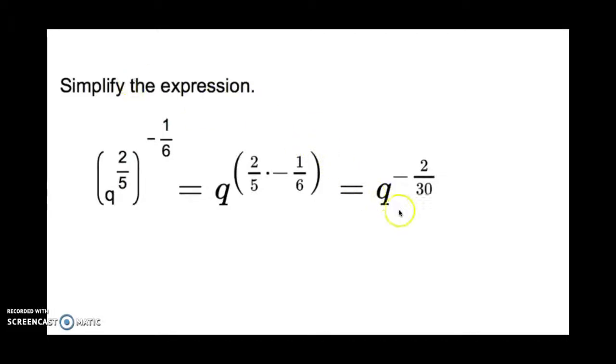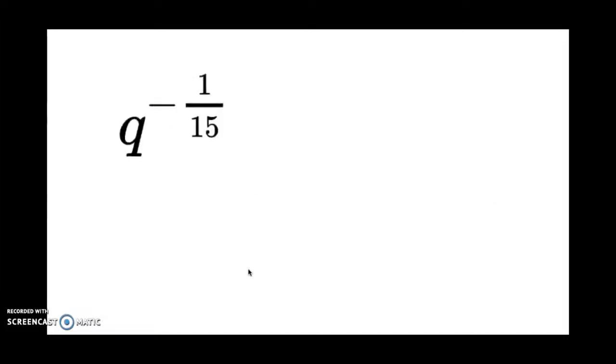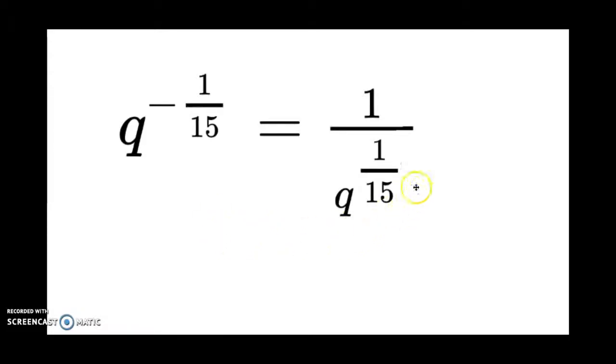Now we have to reduce this fraction. We could divide top and bottom by 2, and we'll get negative 1 over 15. Now notice we have a negative exponent. It wants us to write our answer with positive exponents, so I have to move this underneath 1. So I'll have 1 over q to the 1 over 15. It is a bit ugly of an answer, but that is your answer.